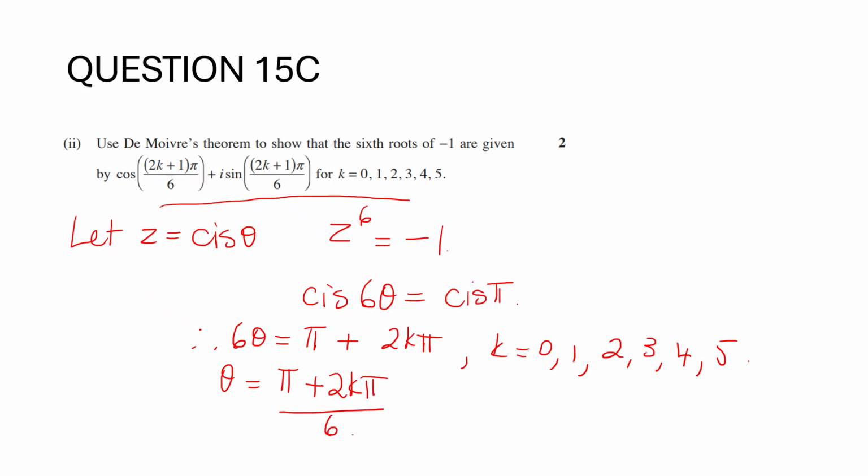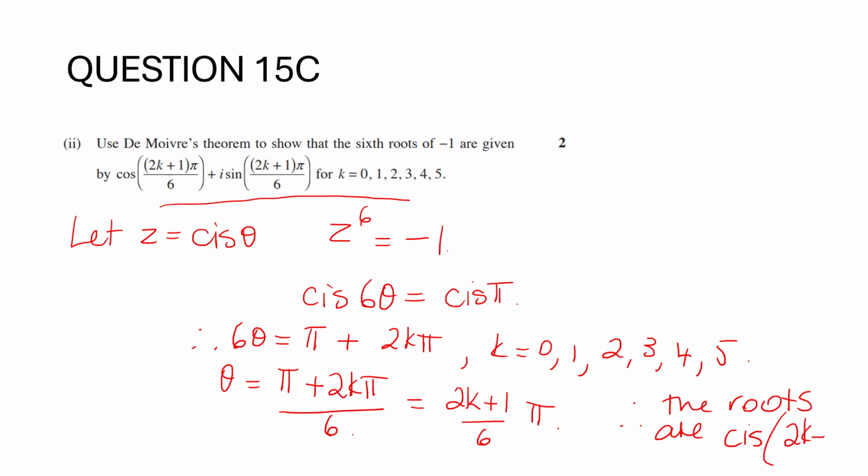And we can tidy that up a bit, can't we? 2k plus 1 over 6 pi. So the roots are 2k plus 1 all over 6 pi for k is equal to 0 to 5.